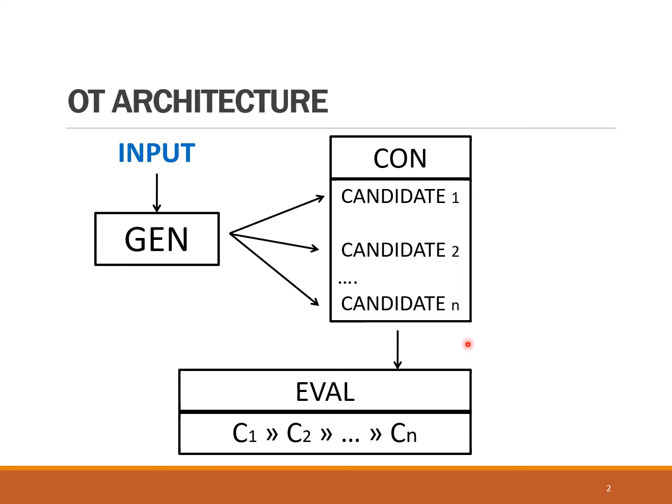Then after the evaluation process is done, this kind of constraint hierarchy evaluates those candidates and only one candidate of this candidate set becomes the output. So this is the basic structure of OT grammar. From input to output there is a mapping, and the mapping happens through these three components: generator, lexicon and evaluator.